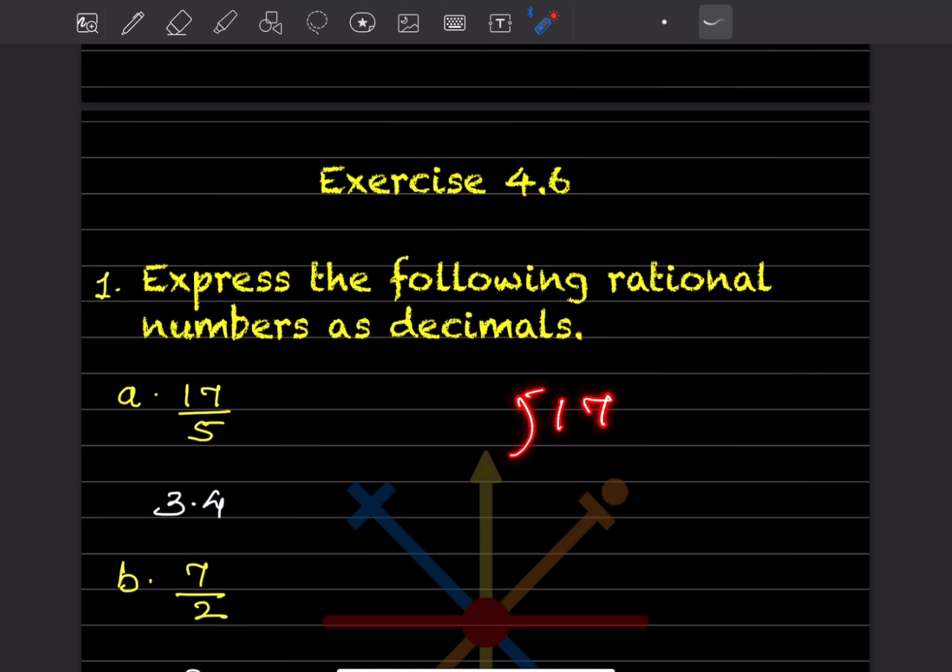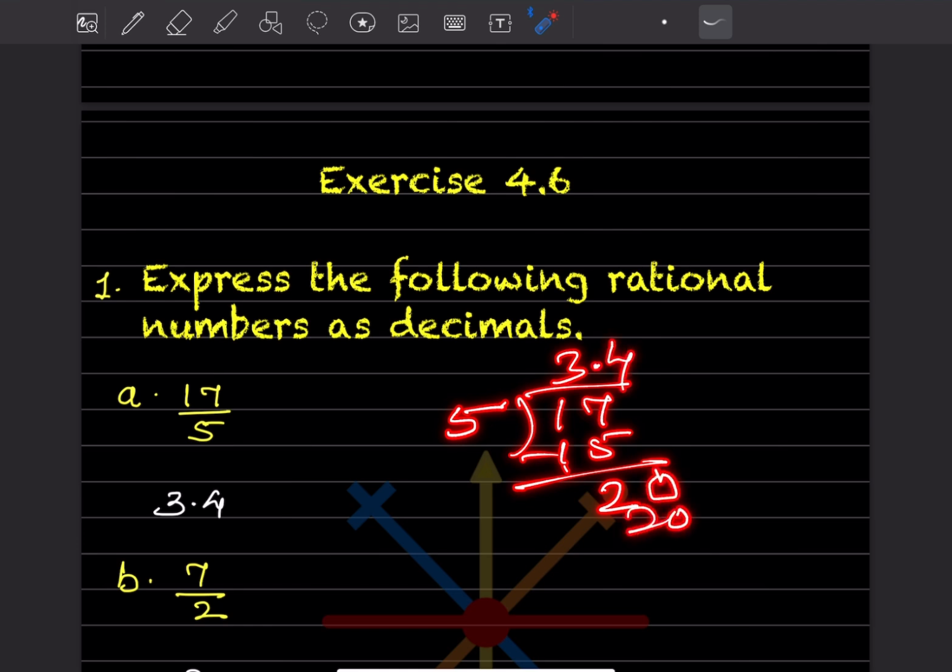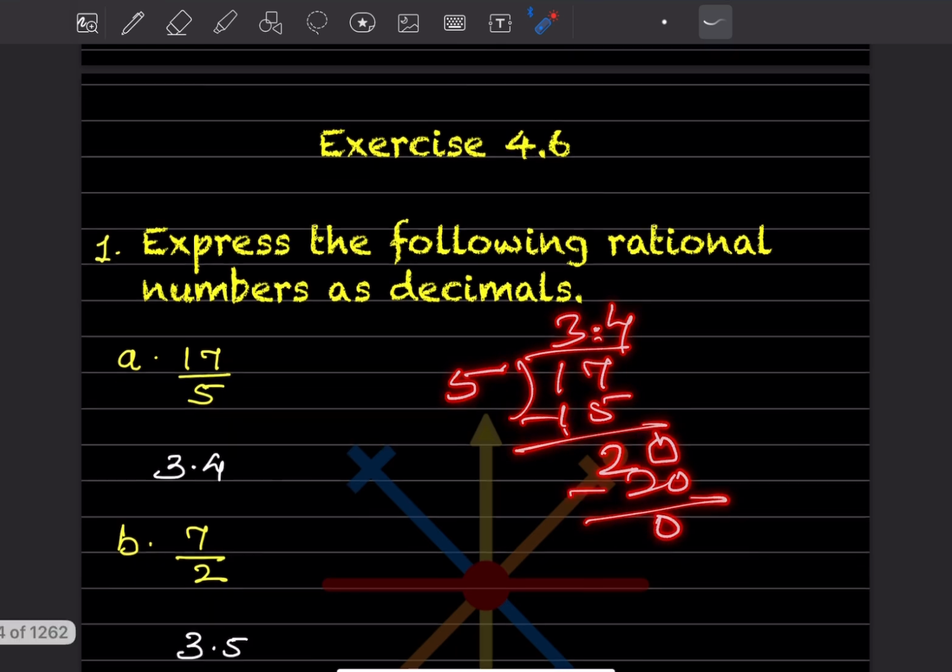17 divided by 5. So 5 threes are 15, so the remainder is 2. If we put a 0 here, so that will be a decimal over here. 5 fours are 20. So that should be 3.4.